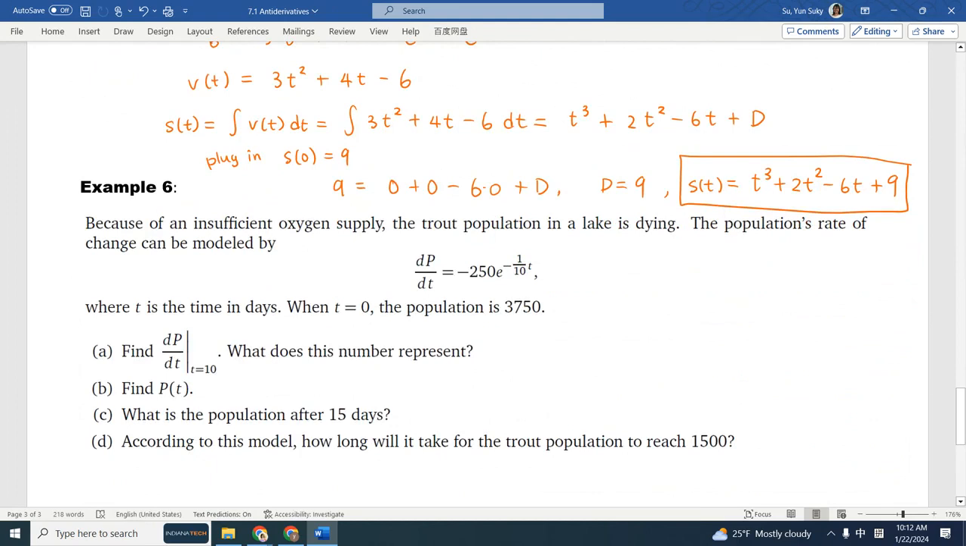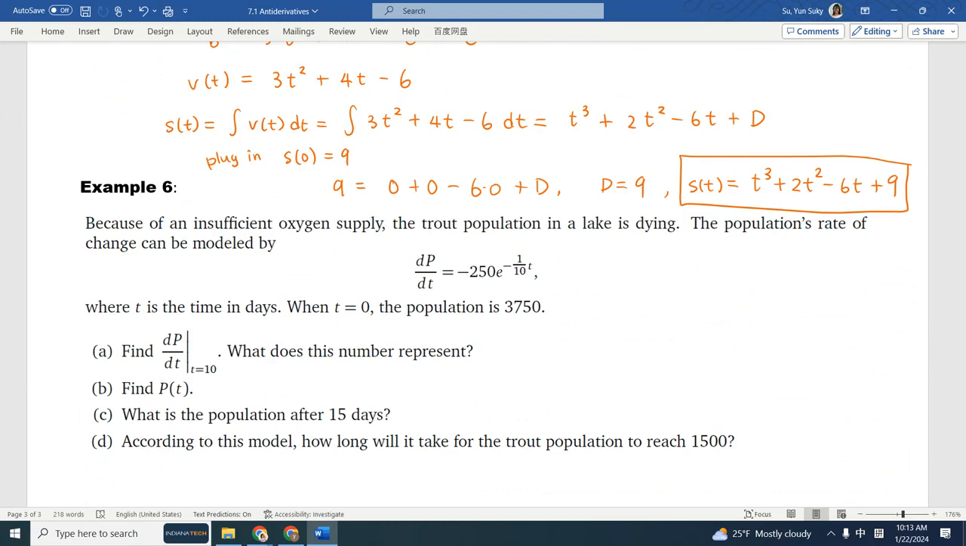Example 6. Because of insufficient oxygen supply, the trout population in the lake is dying. The population's rate of change can be modeled by the following. P is the population, and this is the rate of change, so that's the derivative of the population, right? And it's negative because the population is decreasing. That's why it's negative. T is the time in days.